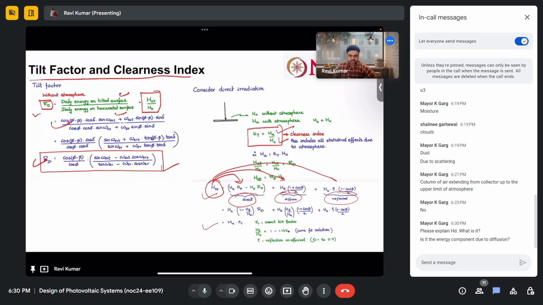See, I have taken this as the energy component due to diffusion. Yes, H represents energy and the subscript represents the factor it is due to. It is already written here as diffuse.